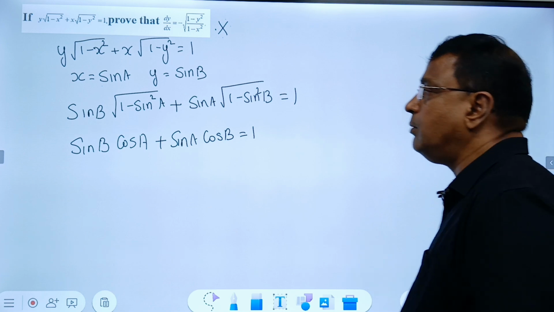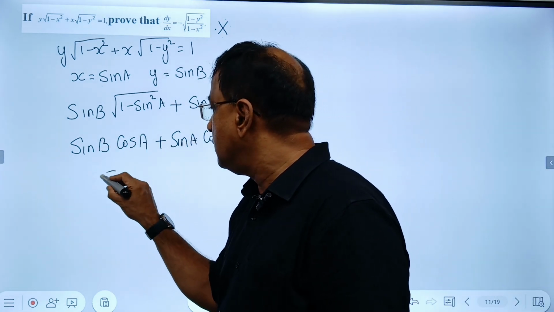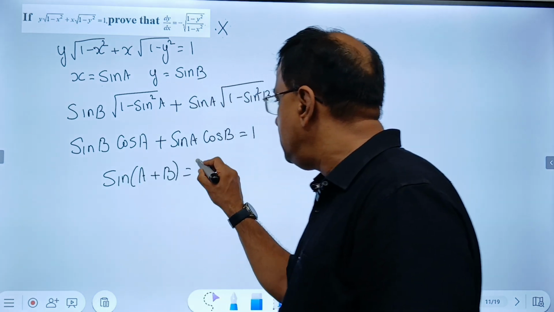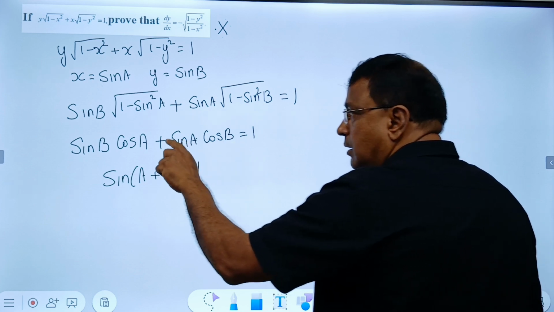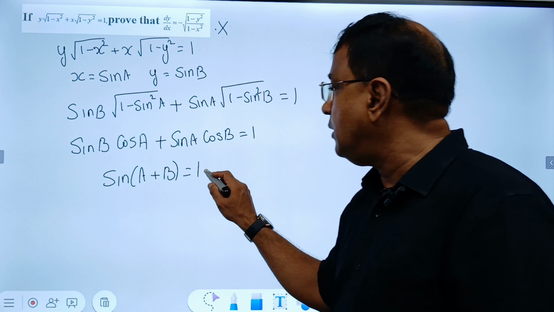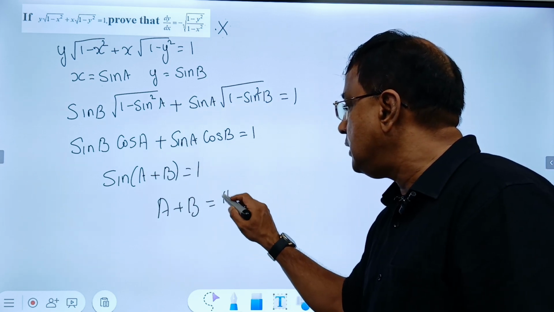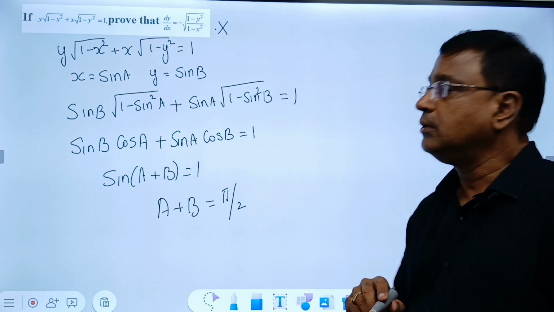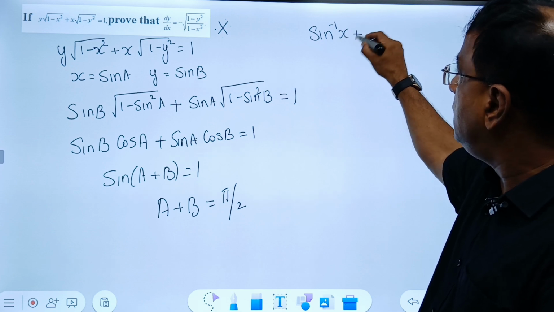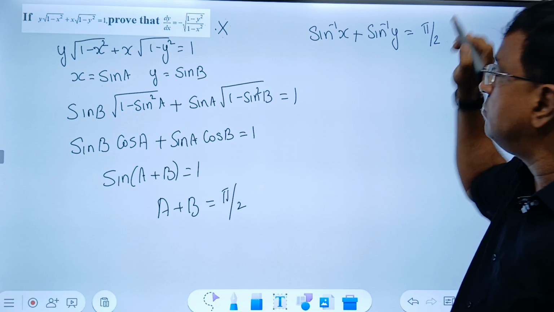Now this is a very familiar formula. Sine A cos B plus cos A sine B. It is sine of A plus B. Please understand, read like this. Sine A cos B plus cos A sine B. So you will understand the formula. So from this, if sine of a number is 1, then what will be the number? A plus B will be 90 degrees, because sine 90 is 1. Now what is A? A is sine inverse of x. And what is B? B is sine inverse of y. What is pi by 2? Pi by 2 is pi by 2.